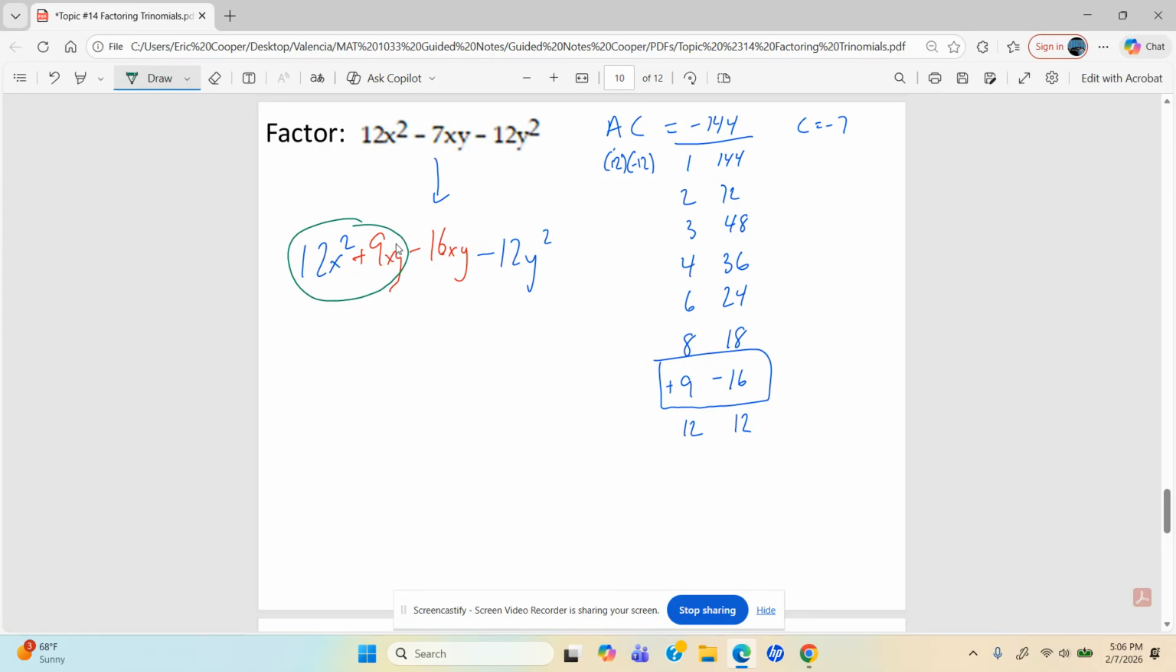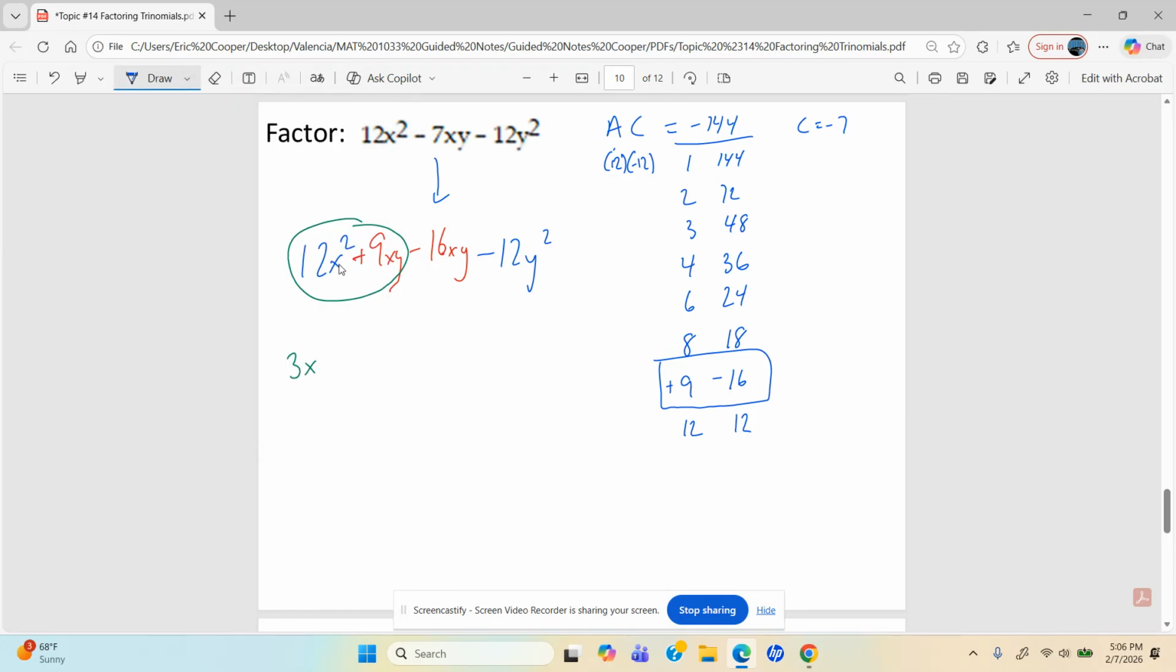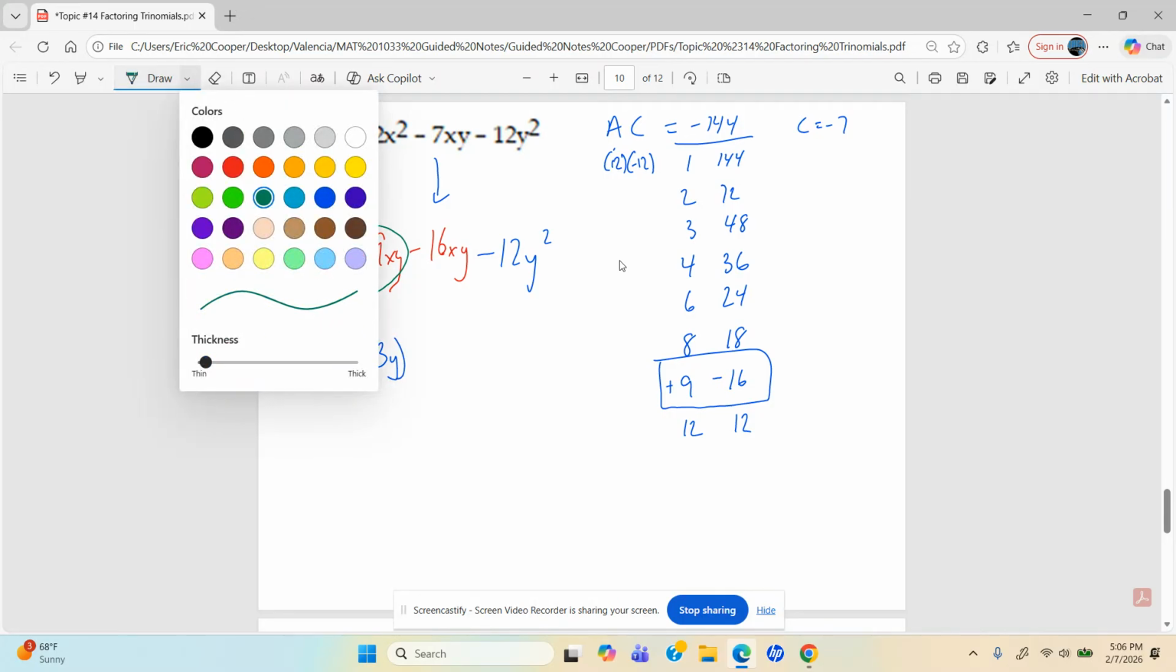12x squared, 9xy, 12 and 9, I could take out a 3. X squared and x, I could take out 1x. From the y, I can't take out anything because this term doesn't have a y. So we're just taking out a 3x. 12 divided by 3 is 4. 2 x's, I take away 1, I have an x. 9 divided by 3 is 3. The x goes away, and the y stays there with it.